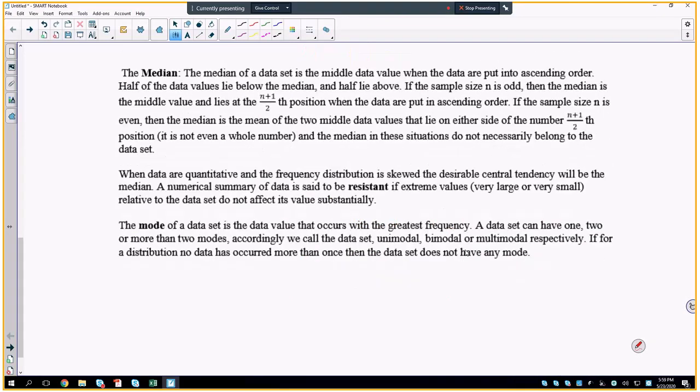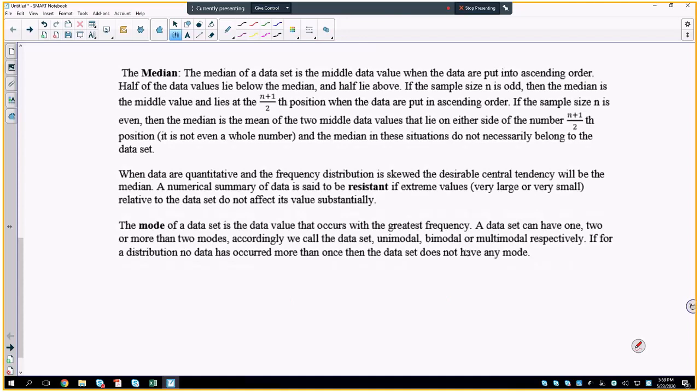One other measure of center, instead of the mean, we can look at the median. The median of a data set is the middle data value when the data are put into ascending order. So that's critical here. Your data have to be in order, and if your data are in order, you just find the middle value. Half of the data lies below the median, and half of the data lies above the median.